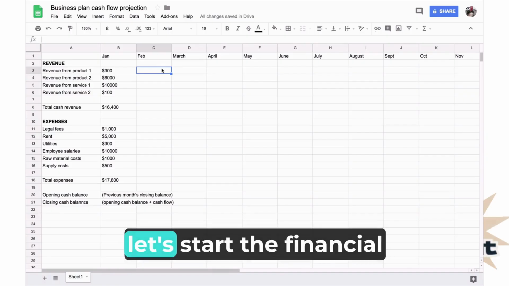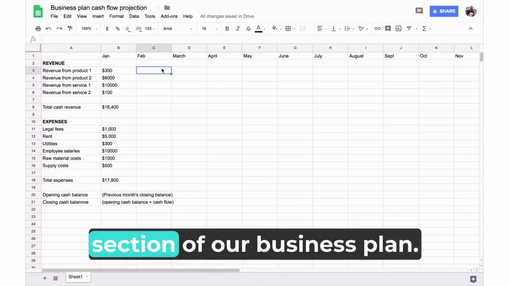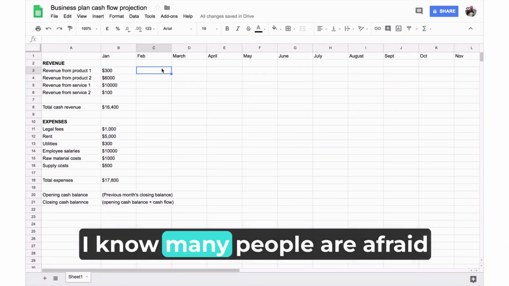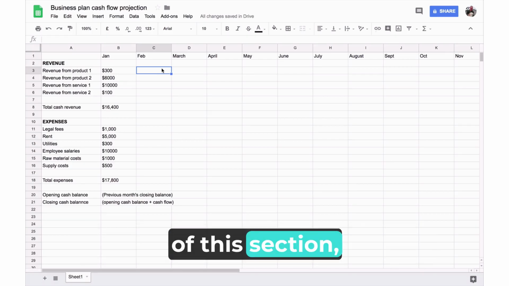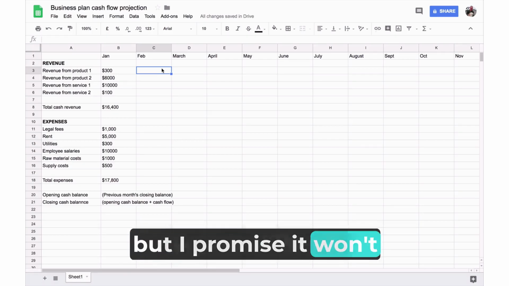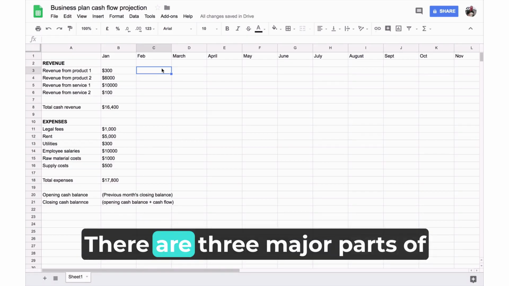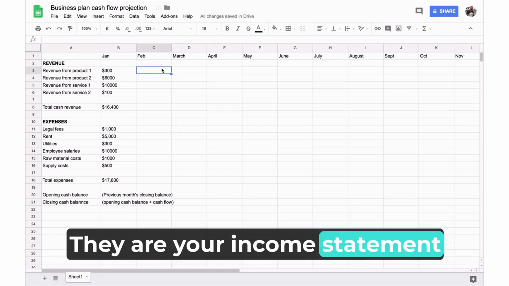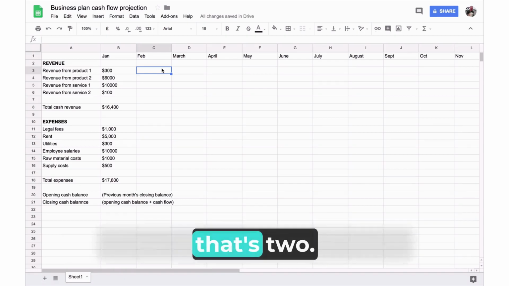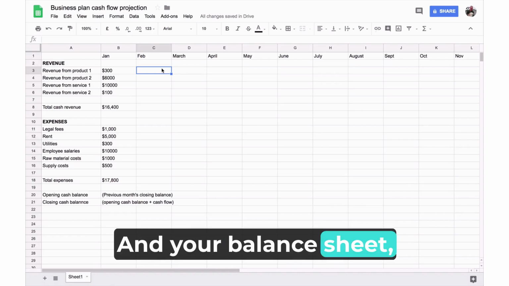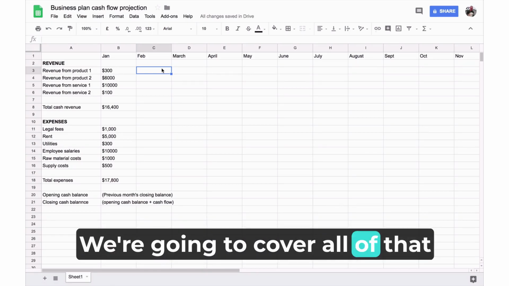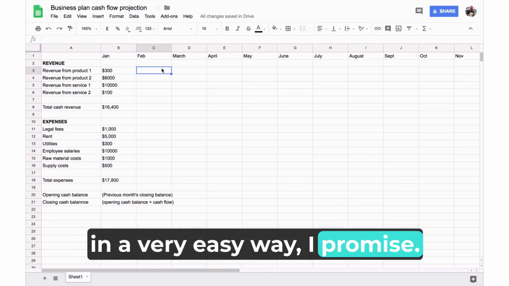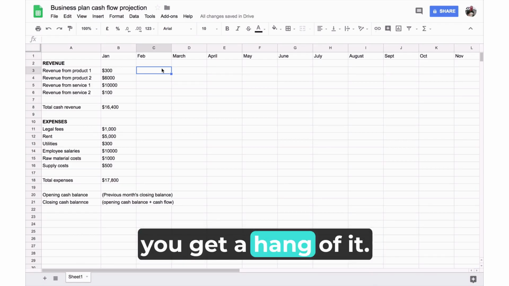With this video, let's start the financial section of our business plan. I know many people are afraid of this section, but I promise it won't be that difficult. There are three major parts of your financial section of your business plan. They are your income statement, that's one, your cash flows, that's two, and your balance sheet, that's three. We're going to cover all of that in a very easy way. I promise it's pretty simple once you get a hang of it.